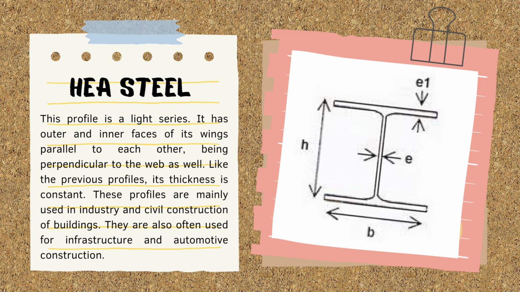HEA steel. This profile is a light series. It has outer and inner faces of its wings parallel to each other, being perpendicular to the web as well. Like the previous profiles, its thickness is constant. These profiles are mainly used in industry and civil construction of buildings. They are also often used for infrastructure and automotive construction.